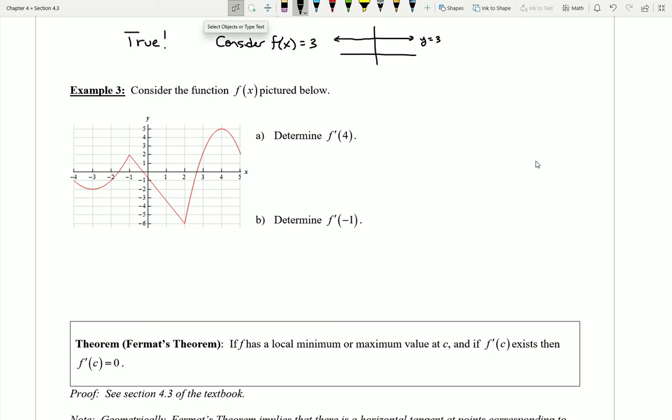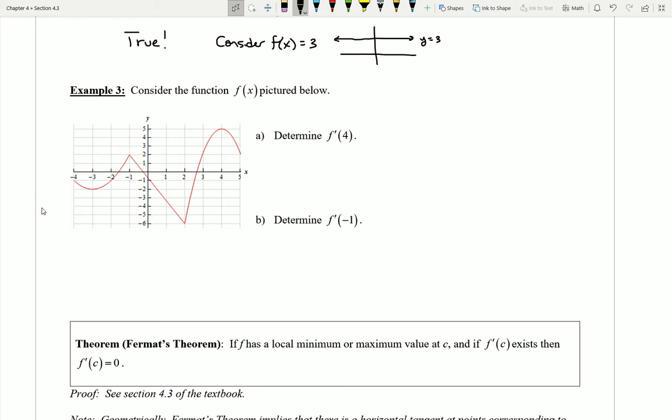So now that we understand a little bit about what absolute and local maximums and minimums actually are, we need to start talking about how we can determine where they are going to be located on a function if we don't have a picture of the function. What if we were only working with a function formula? How would we know where these spots are going to be? And so to help with that question, let's take a look here at example 3.